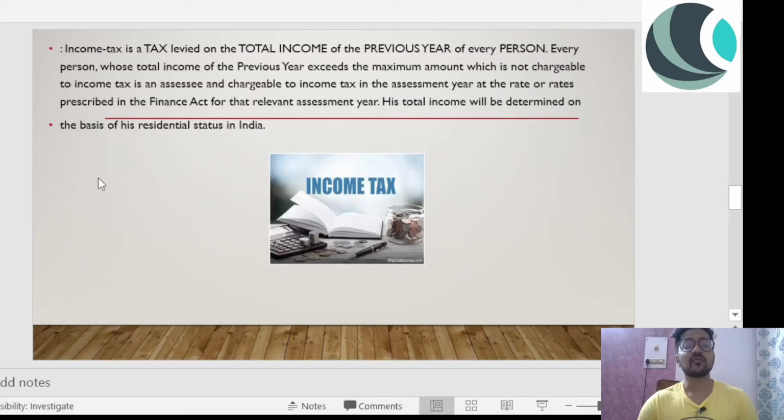His total income will be determined on the basis of residential status in India. This is another topic that we have to touch upon, not today, but probably in the next class. Residential status in India is a very good topic and quite confusing for the students as well, and you can definitely expect some MCQs on residential status of a citizen. So income tax is levied on the total income of the previous year of every person whose income exceeds the maximum amount which is not chargeable to income tax.